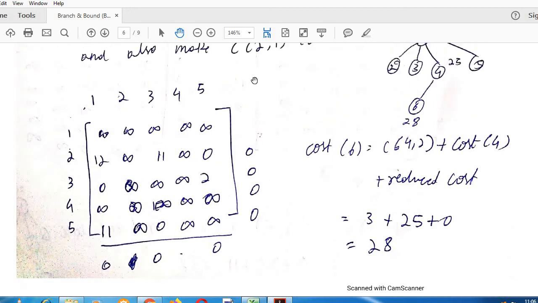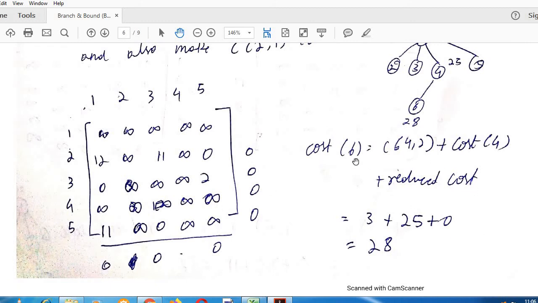Then I will apply row minimization and column minimization, and find the minimum value for each row as well as each column. In all of the row elements, the minimum value is 0, and in the columns also, the minimum value is 0. The reduced cost is the sum of all the minimum values. So the reduced cost is 0.